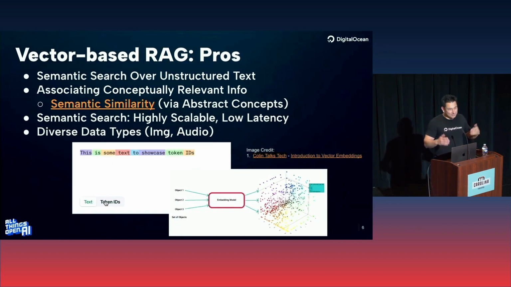Because vector databases have a huge mind share, and that's usually the first thing people gravitate towards, I'm just going to compare vector and graph, and then we can take it from there. So what does a vector database do? What are the pros? What vector databases really excel at is semantic search over unstructured text.